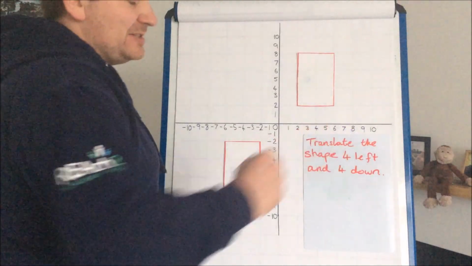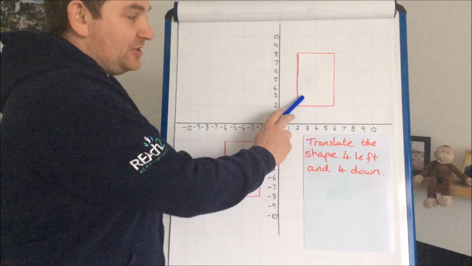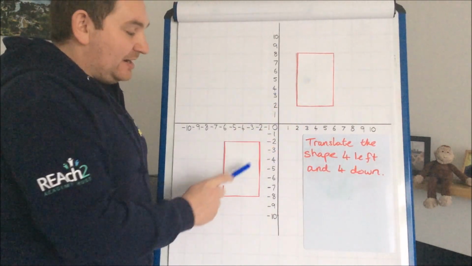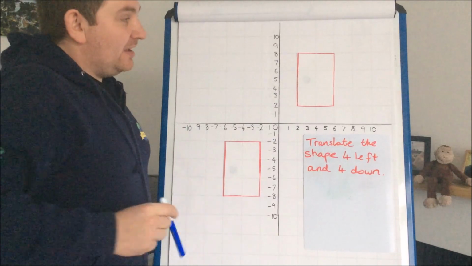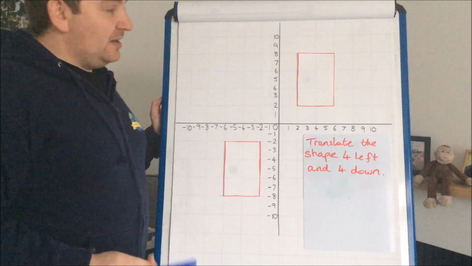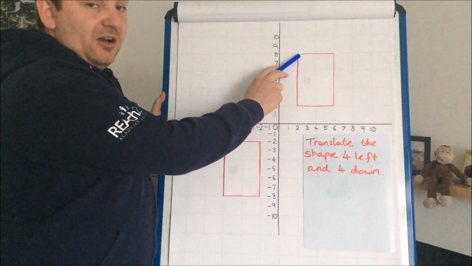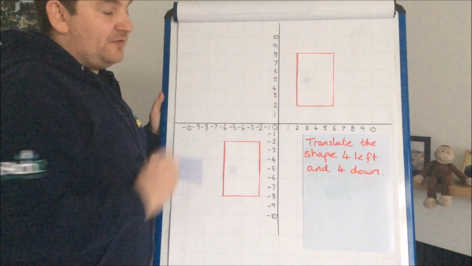Right then, Milo is back and he claims that he has translated this shape 4 to the left and 4 down. So this was his original shape and he claims that he's translated it over here. If we have a look at one of the vertices, we will see if he's done it correct. So I'm going to focus on this one. I'm going to translate it 4 to the left and 4 down.